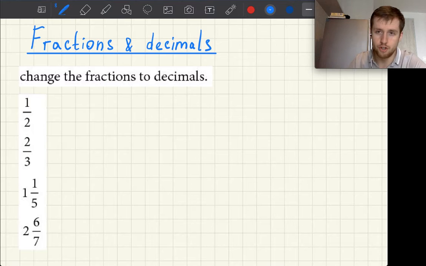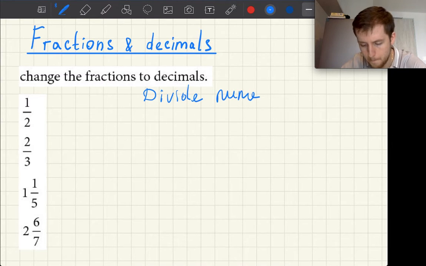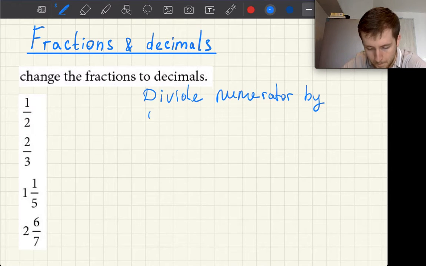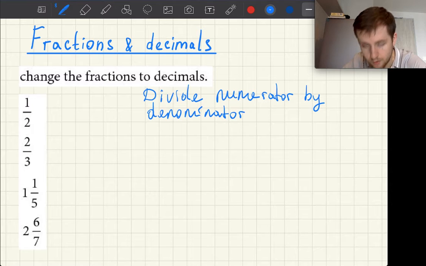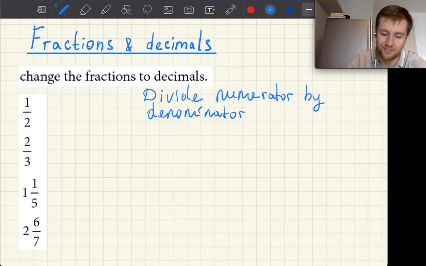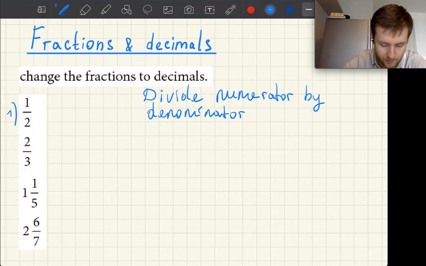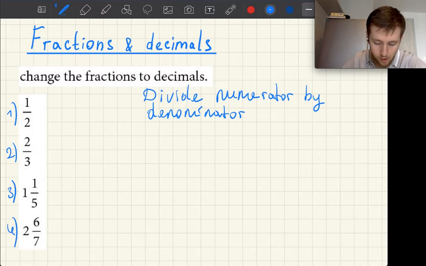Short answer, we just divide. So we just divide numerator by denominator. So that's it. That's the method basically. That's all you have to do, you just divide numerator by denominator. So let's just try to do it quickly.